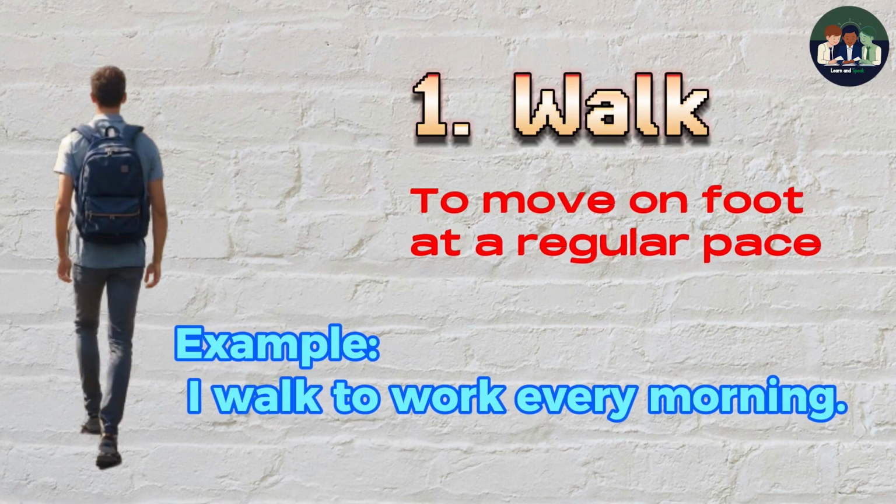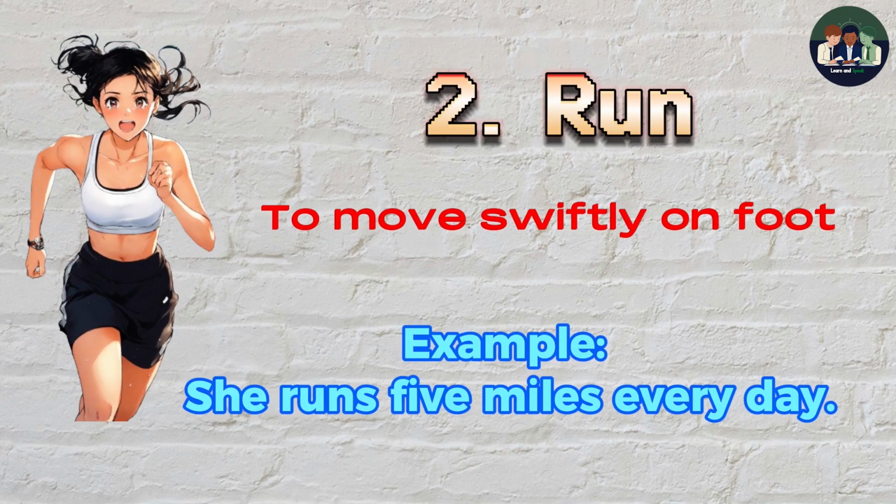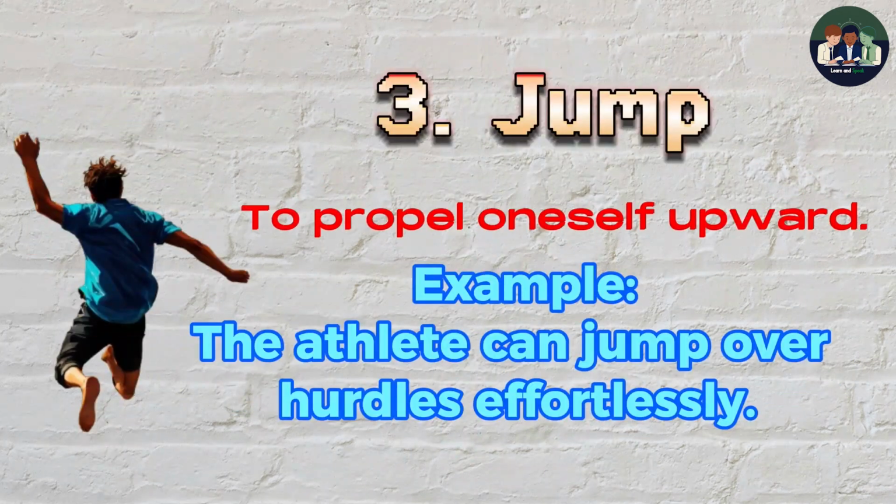1. Walk: to move on foot at a regular pace. Example: I walk to work every morning. 2. Run: to move swiftly on foot. Example: She runs 5 miles every day. 3. Jump: to propel oneself upward. Example: The athlete can jump over hurdles effortlessly.